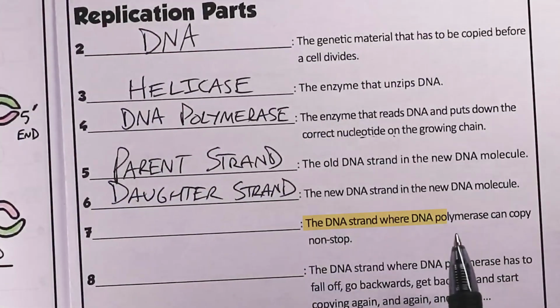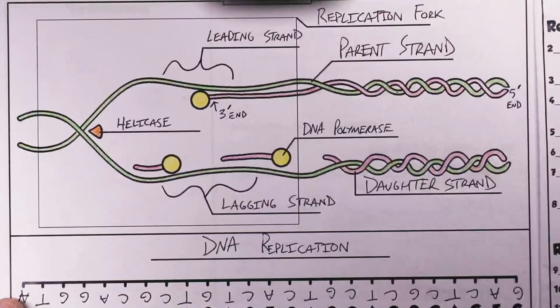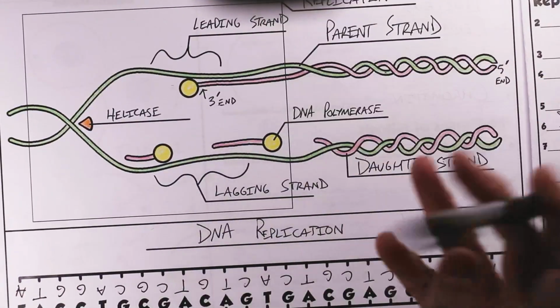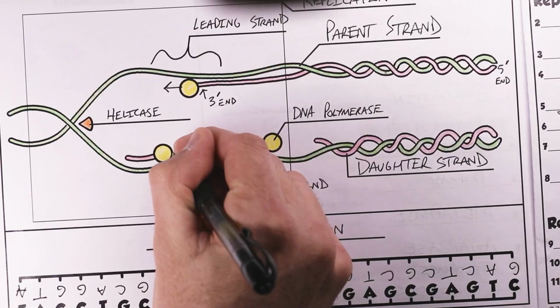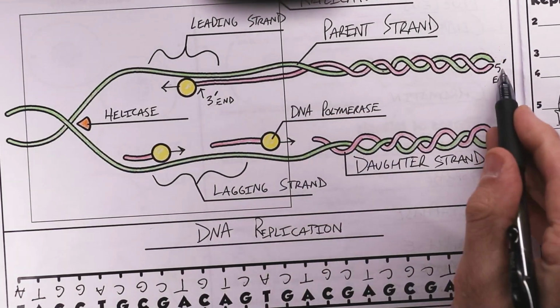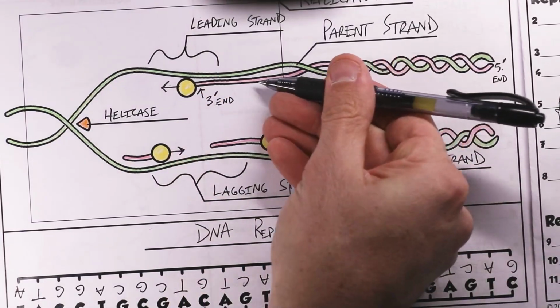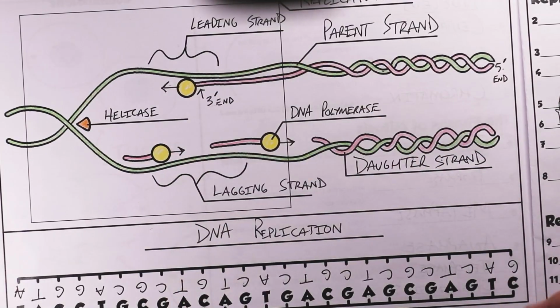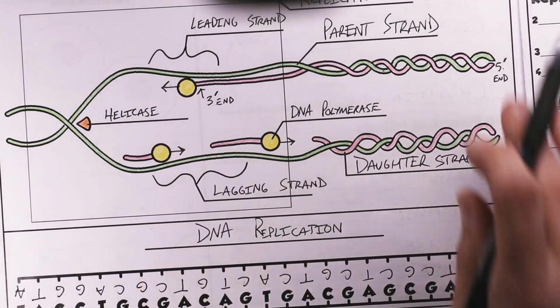The DNA strand where the DNA polymerase can copy non-stop. So look back at our picture. DNA polymerase is always, let's add this arrow, he's always driving this direction. Okay, and remember, there's a 5' end and there's a 3' end. He's always going in the 3' direction, so he always drives 3' to 5'. Oh, but the question is asking which one is doing that. It's the leading strand.